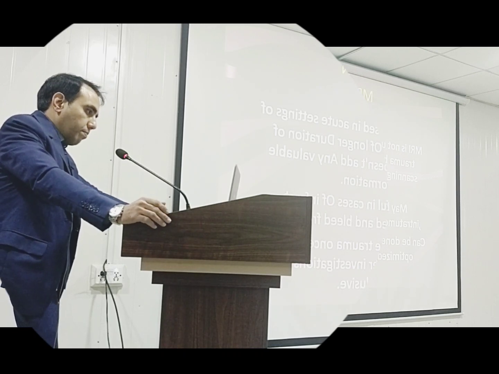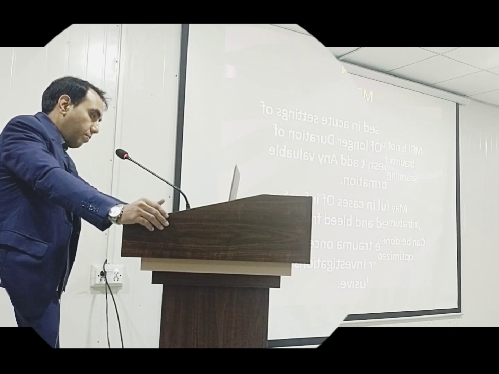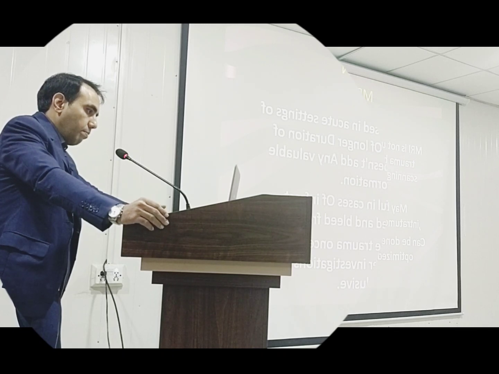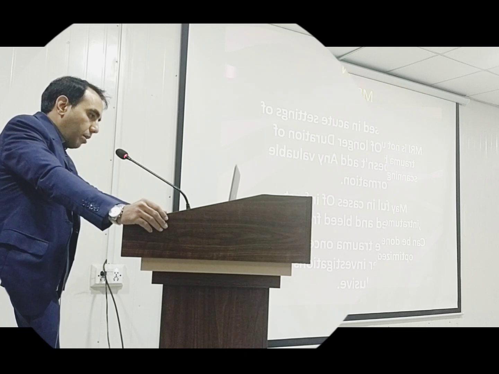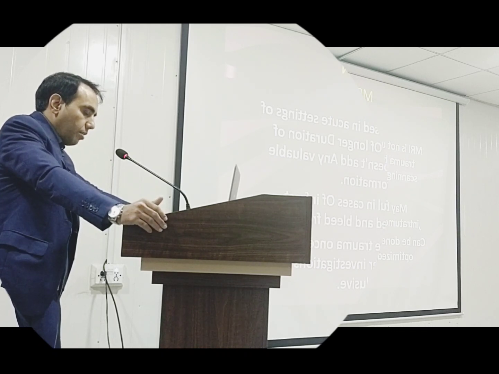Again, it is helpful in cases like acute infarct. We go for a diffusion weighted MRI, in which we can pick up an early infarct, intratumoral bleeds, and bleeds from any AVM. It can be done in a spine trauma when the patient is optimized, if other investigations are inconclusive.